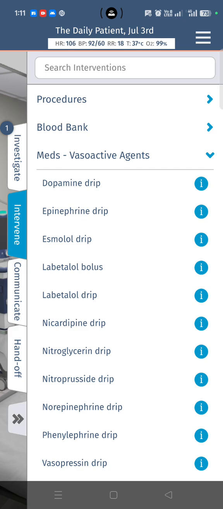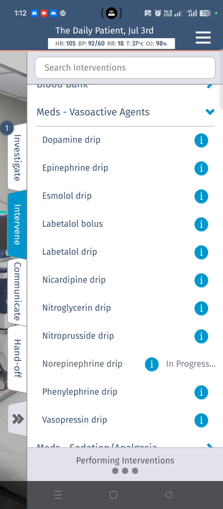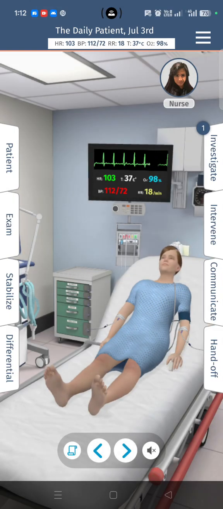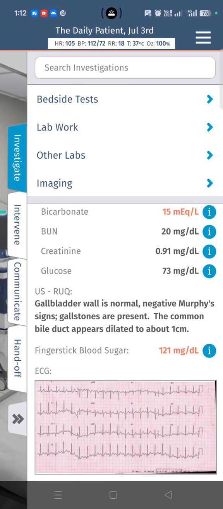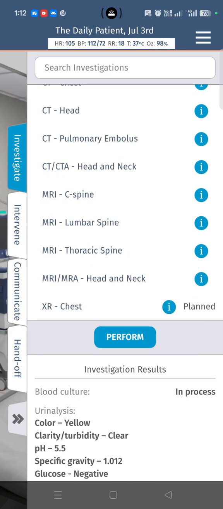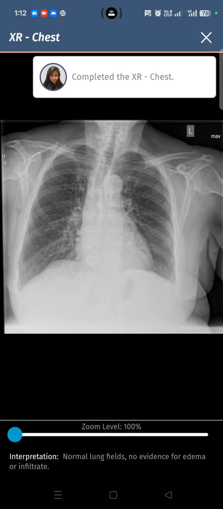We should also start the patient on vasoactive agents like norepinephrine. We should conduct a chest X-ray to rule out any pulmonary pathology. So the X-ray seems to be normal.